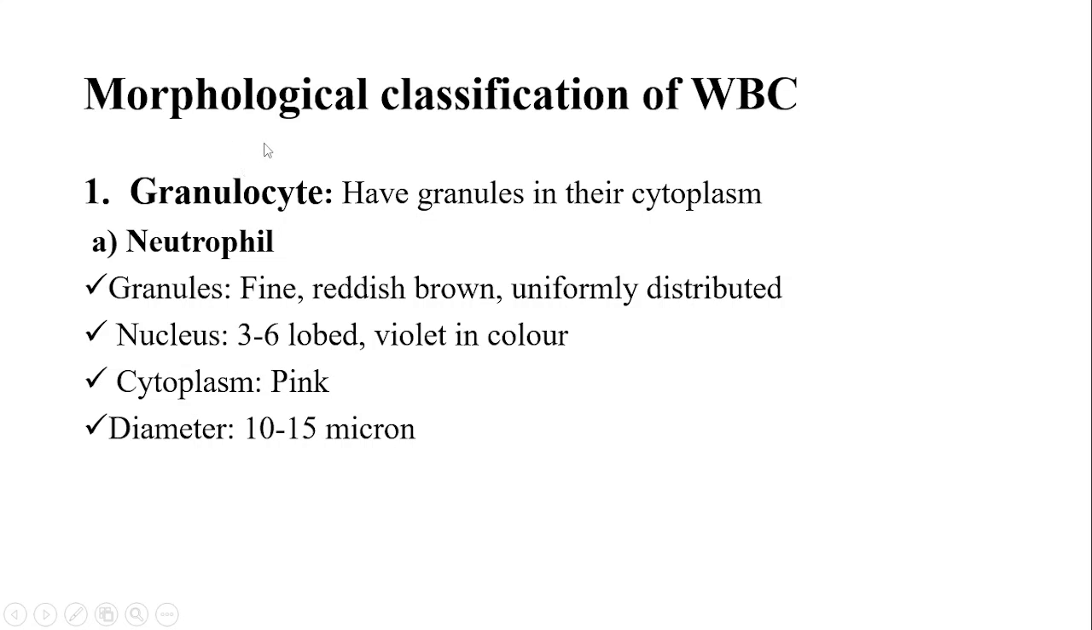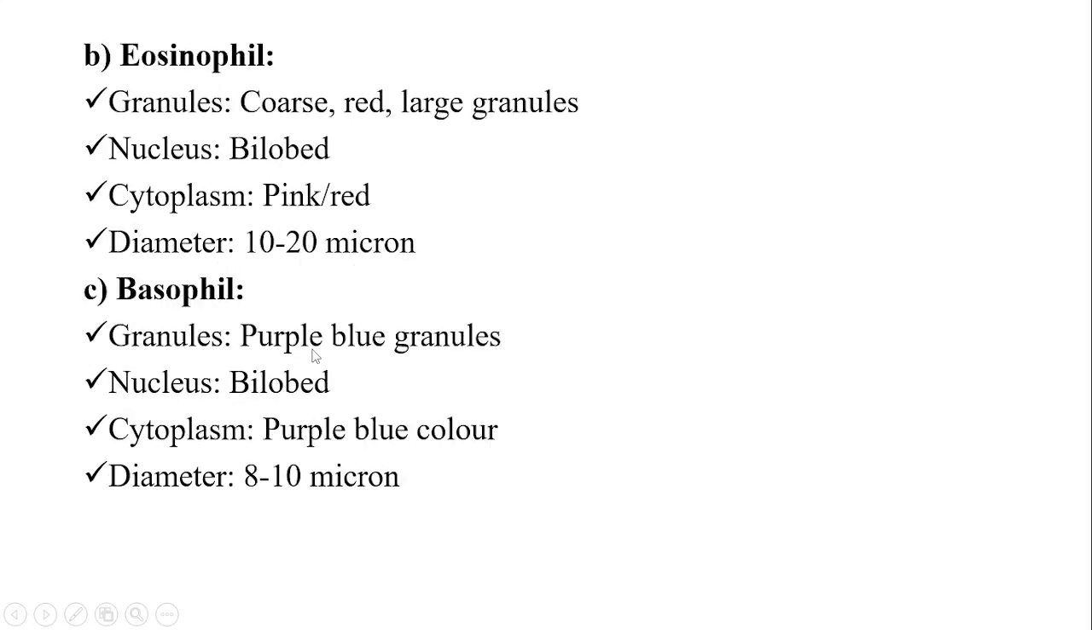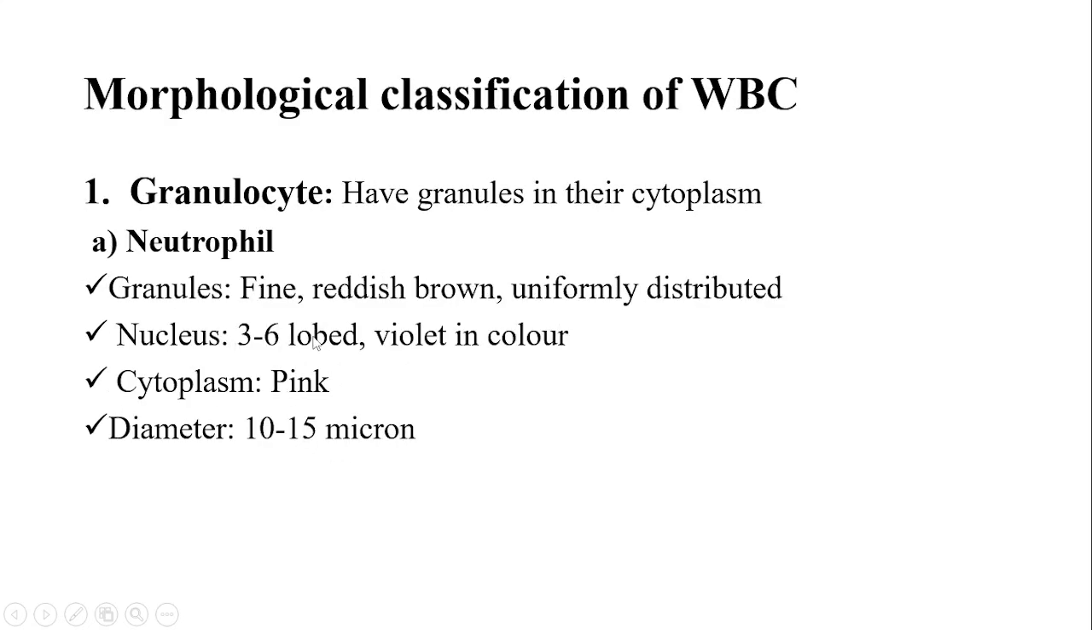Now I have already talked about the classification of WBC on the basis of having granules in the cytoplasm. They can be divided into granulocyte and agranulocyte. The granulocytes are of three types: neutrophil, basophil, and eosinophil. The granules of neutrophils are fine, reddish brown, uniformly distributed. Nucleus is 3 to 6 looped, violet in color. Cytoplasm is pink and diameter is 10 to 15 micron.